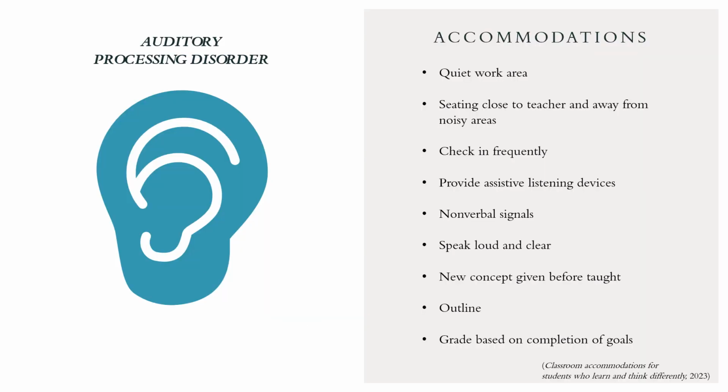Let's talk about some accommodations. We need to make sure that we provide quiet areas for independent work time. We need to make sure that their seating is close to the teacher and away from noisy areas to make sure that it's easier to distinguish the teacher's voice. We need to check in frequently, making sure that they understand.